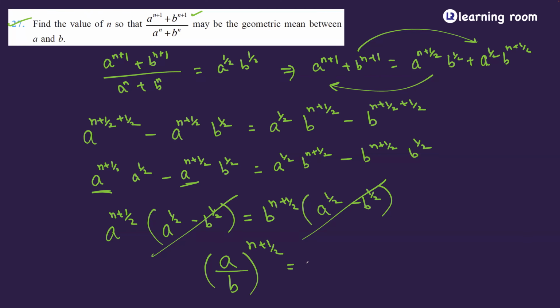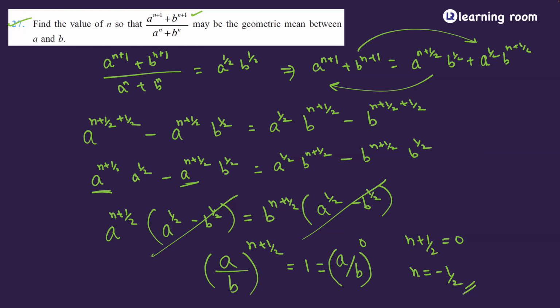How much is this going to be? 1. So how can I write this 1 as? Can I write this as A by B raised to the power 0? I chose A by B because I have A by B here. So what will the powers be? Since the bases are same, powers will be equal. N plus half is 0. N is equal to minus half. Clear? Okay. So you can copy the problem.